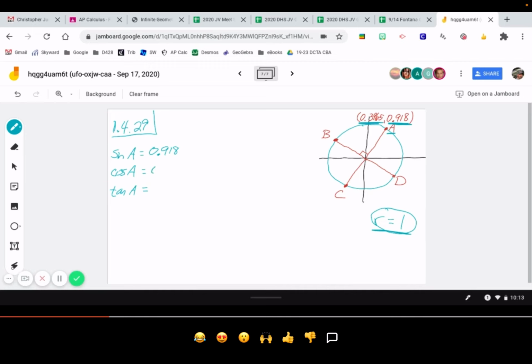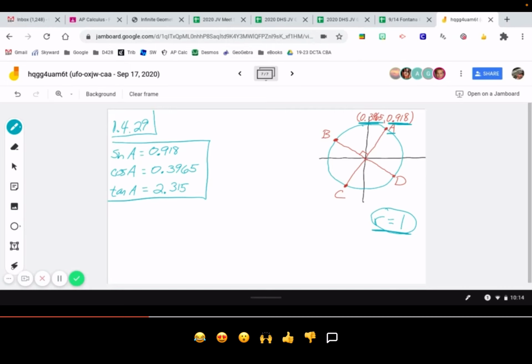Cosine is x over r, but because it's a unit circle, cosine is just x, 0.3965, and that's that. Now, tangent, of course, they had to make difficult. Tangent is equal to y over x, so I'm grabbing my calculator and typing in 0.918 divided by 0.3965, and that's going to give me 2.315. Those are the trigonometric values at A.